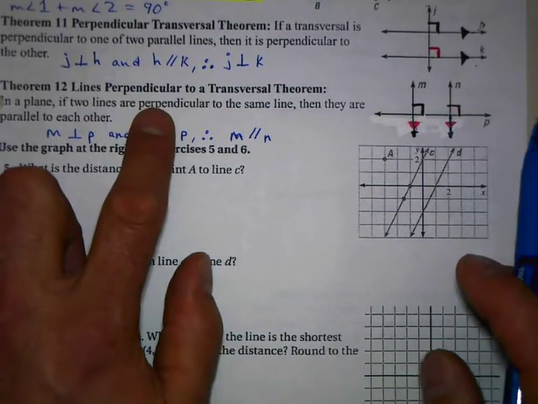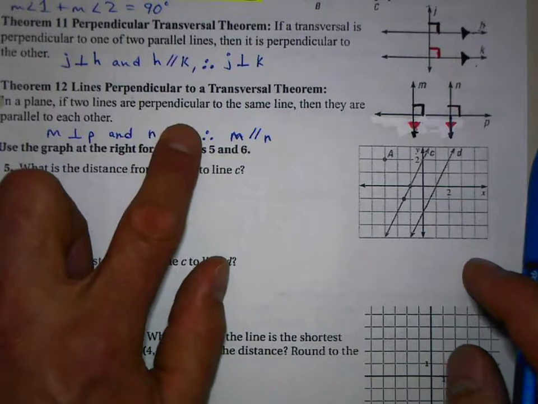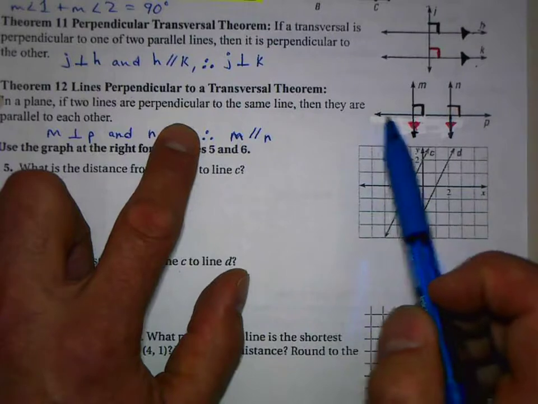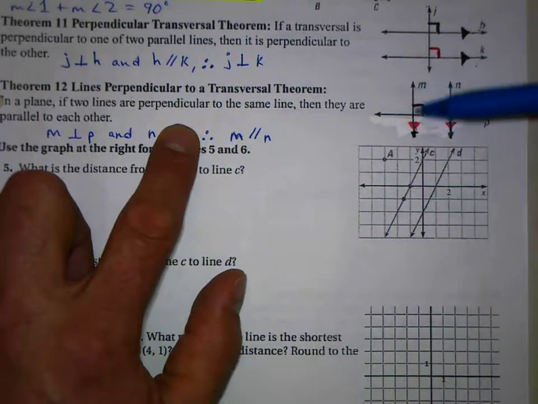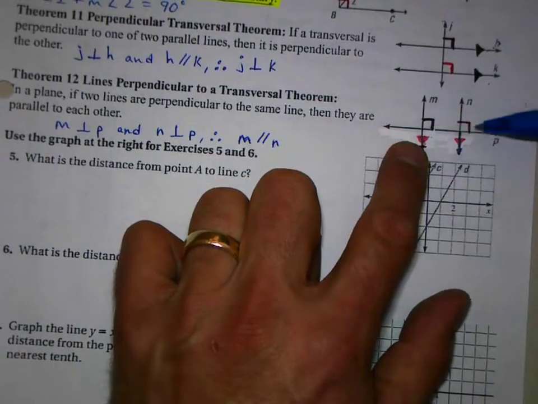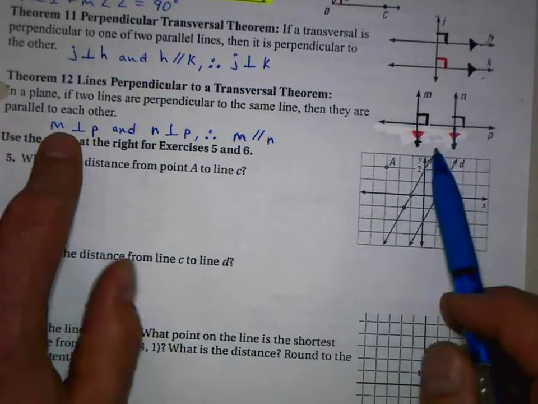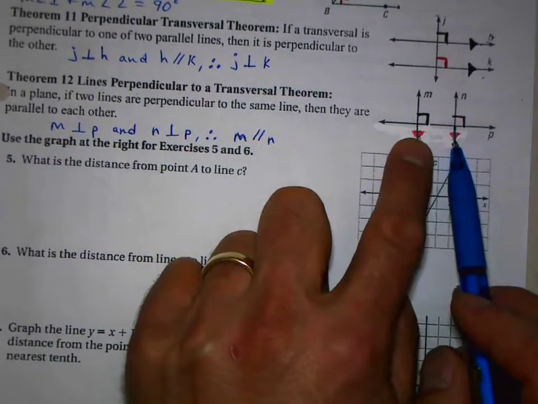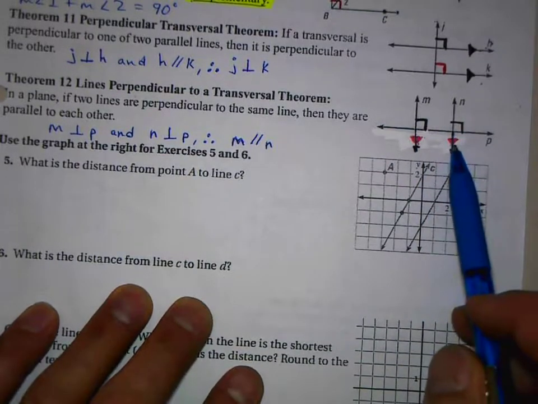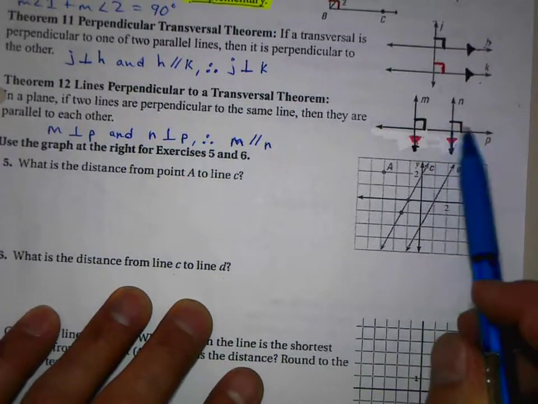Lines perpendicular to a transversal theorem. So in a plane, if two lines are perpendicular to the same line, so here's your same line, and here are your two lines that are both perpendicular to that same line, then they are parallel to each other. Then we can say that these two lines are parallel. So again, what's in the black is what's given to us, and what's in the red is what we are able to determine based on what is given to us.